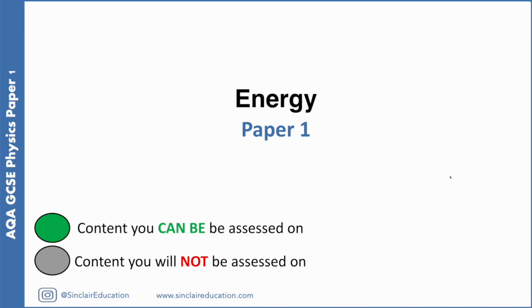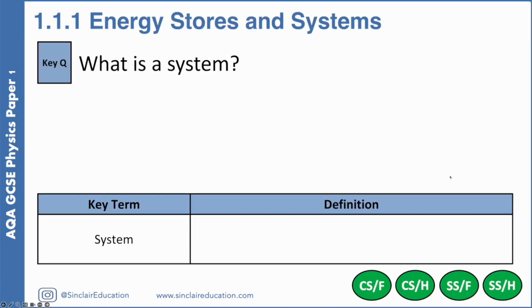Now, you'll see there are two keys as we go through. If your exam is highlighted in green, it means this is content that you can be assessed in. However, if this is grayed out, it means that this is content that you will not be assessed on. So, for example, on every single slide that we look at today, there's going to be a key on the bottom right-hand side. So we've got Combined Science Foundation, Combined Science Higher, Separate Science Foundation, and Separate Science Higher.